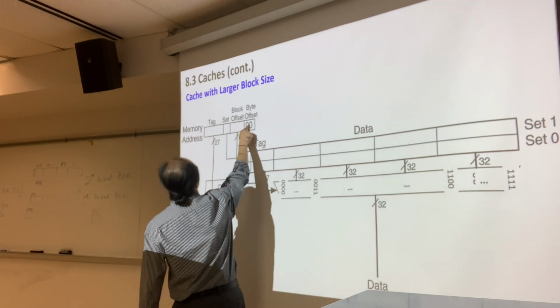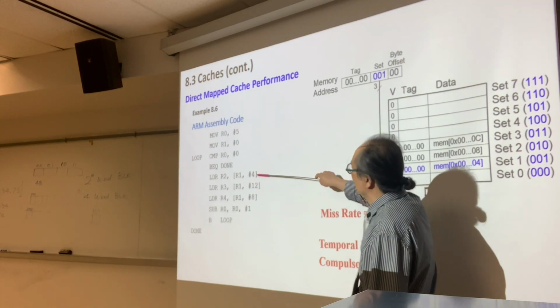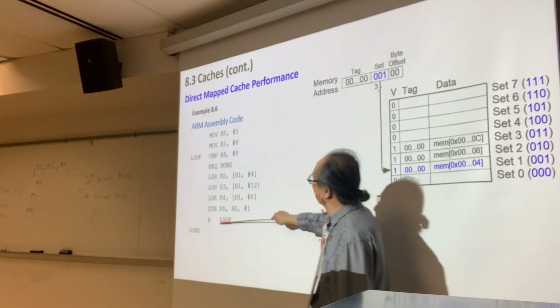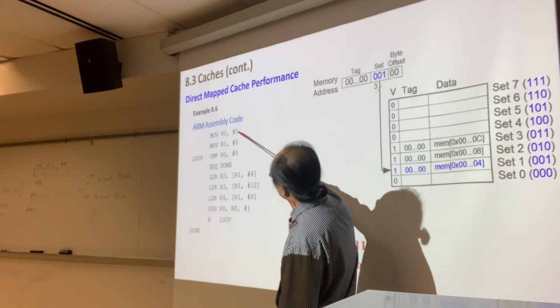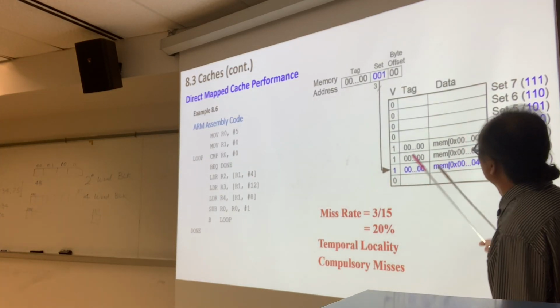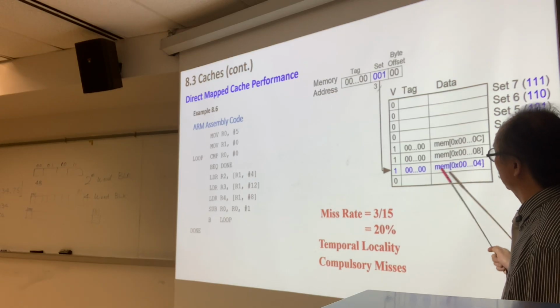It should be 1100. Now we have memory address 4, 12, 8, and this is a loop. How many times? Again, 5 times. And it's going to be placed here, here, and here.